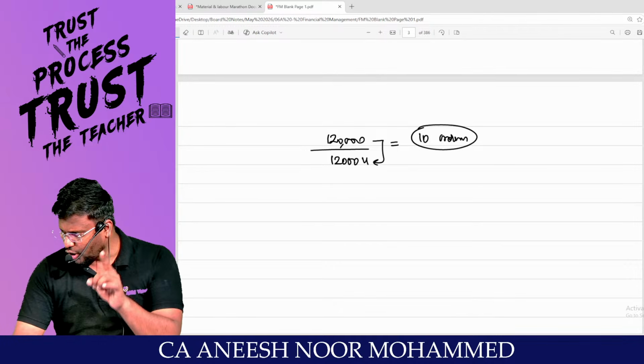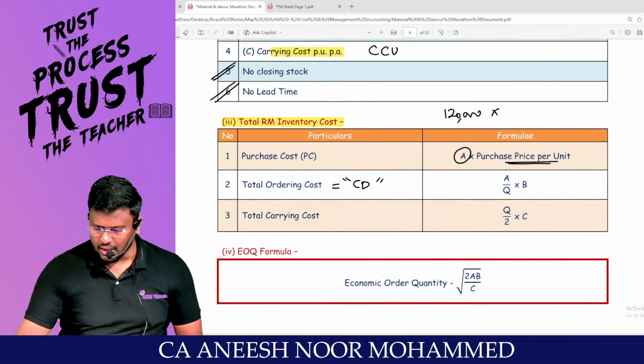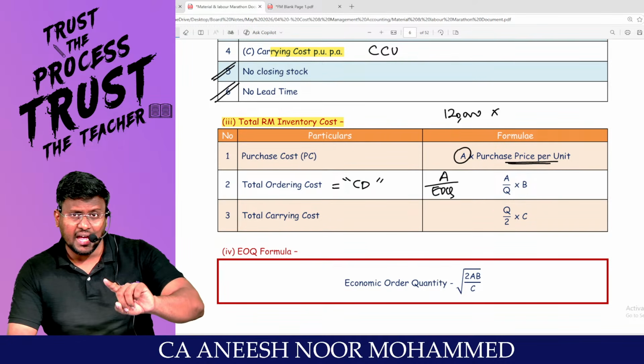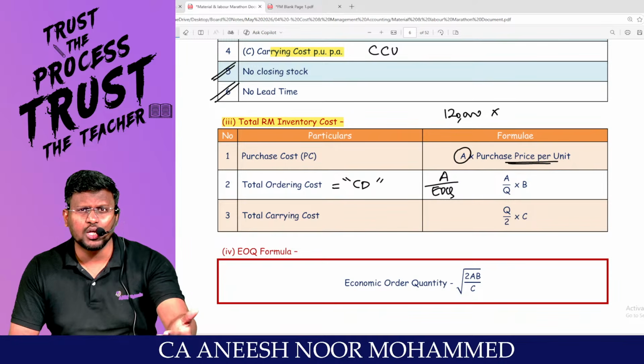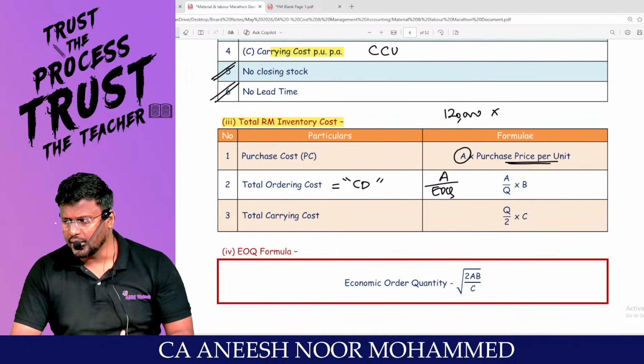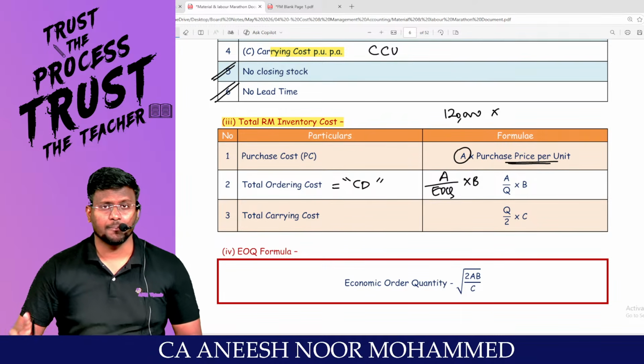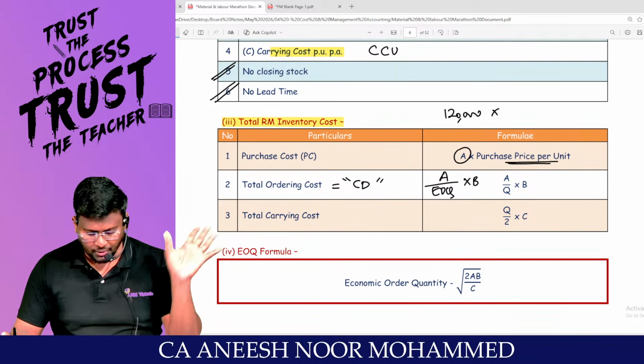So the number of orders you will get as A divided by EOQ. What is A? Annual quantity, divided by EOQ, which you will be calculating, into B, which stands for buying cost per order. Buying cost per order.